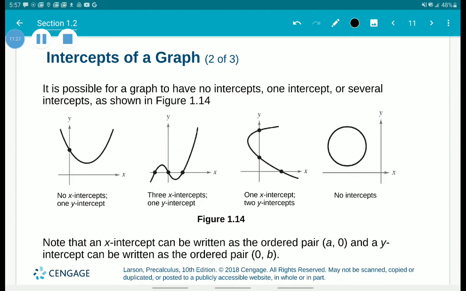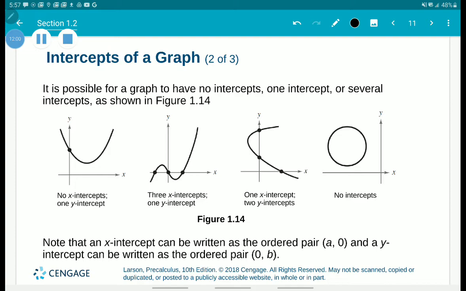If we look at the next picture, that graph crosses the y-axis 2 times. So we have 2 y-intercepts. And it crosses the x-axis 1 time. So we have 1 x-intercept. And then that last graph, we have a circle. And notice that circle is not crossing the y-axis or the x-axis. It actually lives completely in quadrant 2. So we would say there are no intercepts for that particular figure.